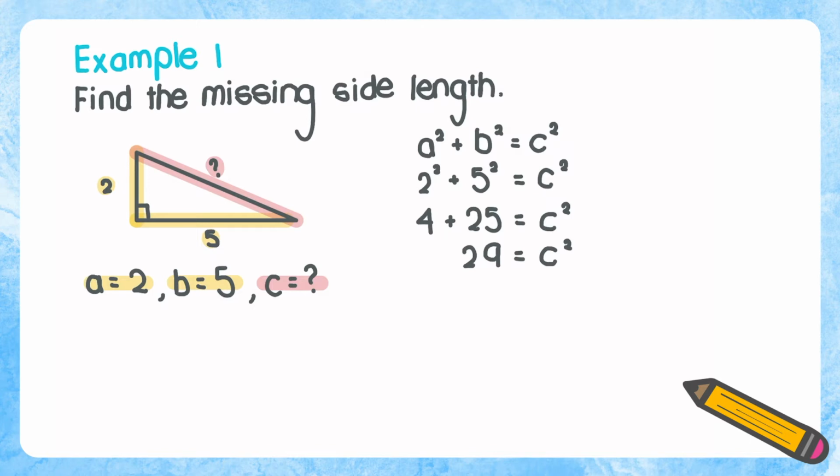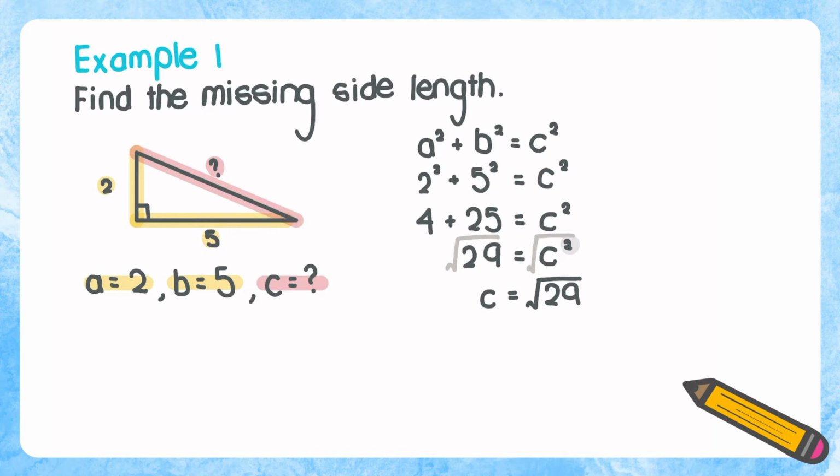I want to isolate C, so I'm almost there, but notice I need to get rid of the square. So to remove the square, I'm going to take the square root on both sides. C equals the square root of 29. And on Delta Math, where you'll be doing practice problems, you'll be either asked to find an exact answer or an approximate answer. This is an exact answer.